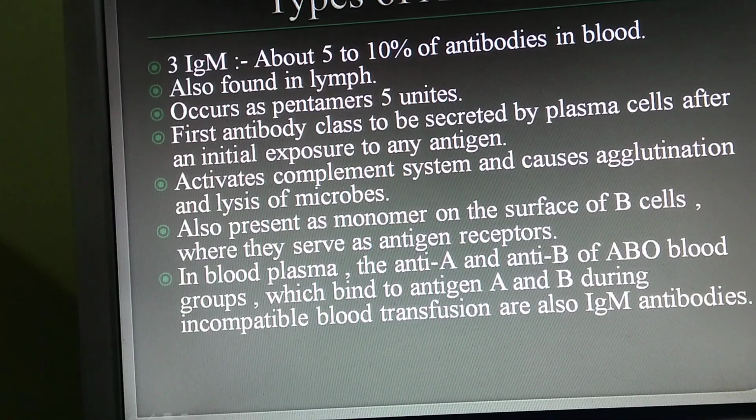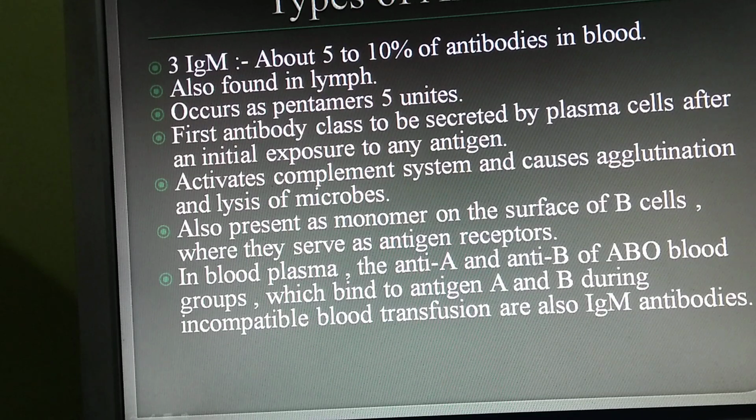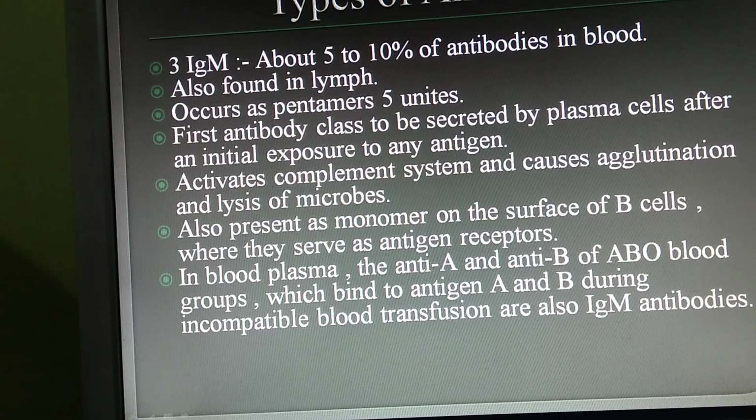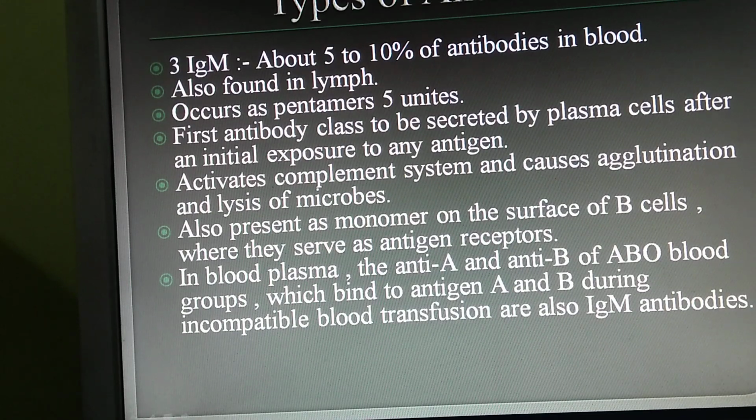Now, third immunoglobulin is IgM, which is about 5 to 10% of the antibodies in the blood. This IgM is also found in lymph. It occurs as pentamers, that means 5 units. It is the first antibody class to be secreted by plasma cells after an initial exposure to any antigen. It activates the complement system and causes agglutination and lysis of the microbes. It is also present as a monomer on the surface of B cells where they serve as antigen receptors.